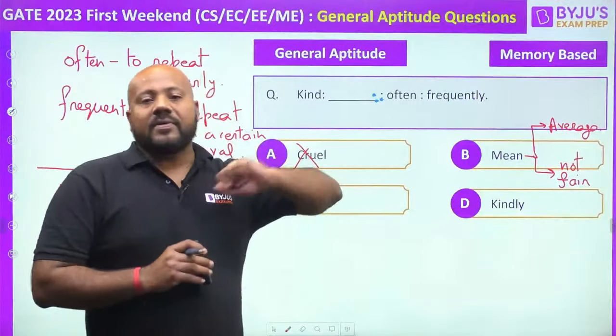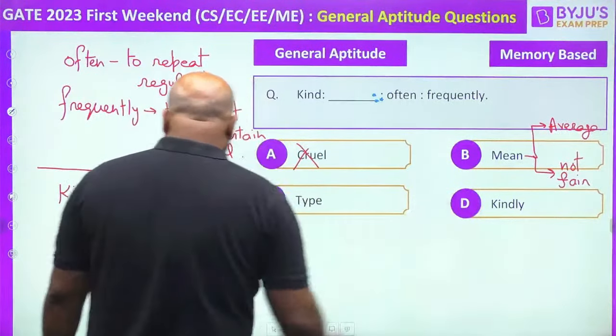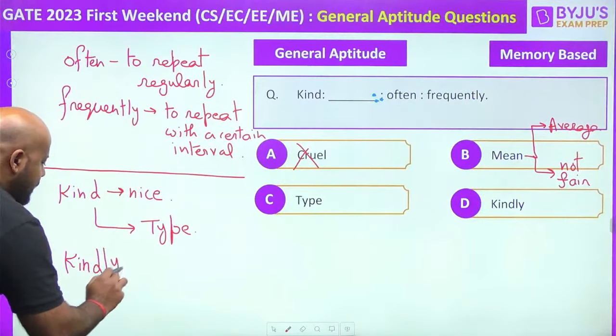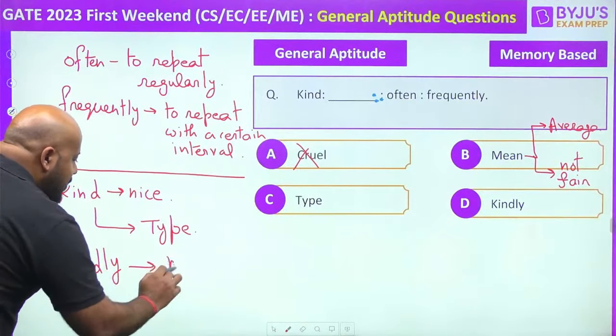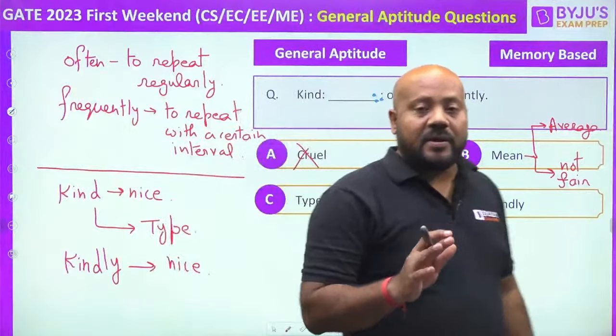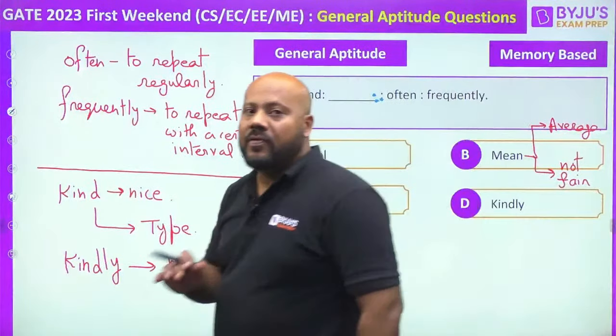That was the most confusing word, because if you see kindly, kindly also means a nice person. That is the trickiest question. This was the trickiest question in verbal ability I have seen so far.